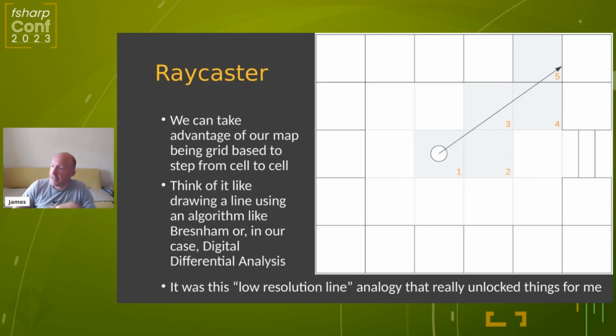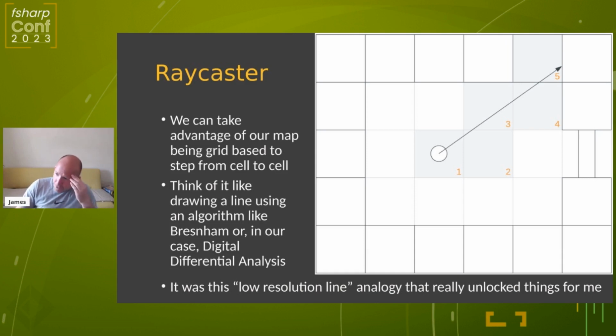But what you can do is take advantage, and this is in the id Software code, John Carmack was a genius, it really is clever. You can take advantage of the map being grid-based to step from cell to cell looking for the collision. So rather than look for a collision with a vector or make these tiny incremental steps along the ray, you can walk the grid and think of it as drawing a pixelated line, a low resolution line, across your map. And that's what Wolfenstein does, and that's what the Raycaster I've implemented in F# does.